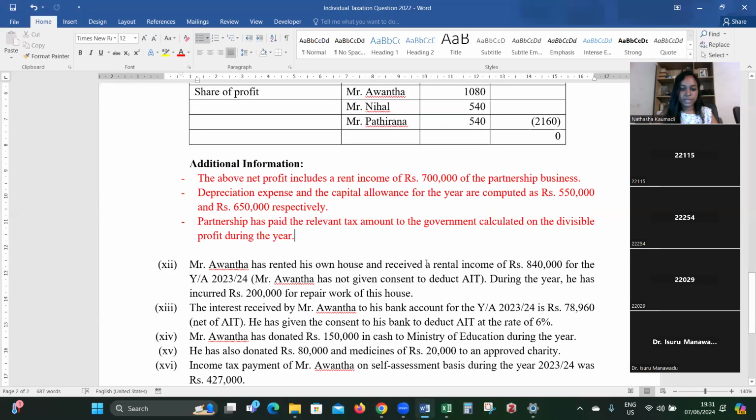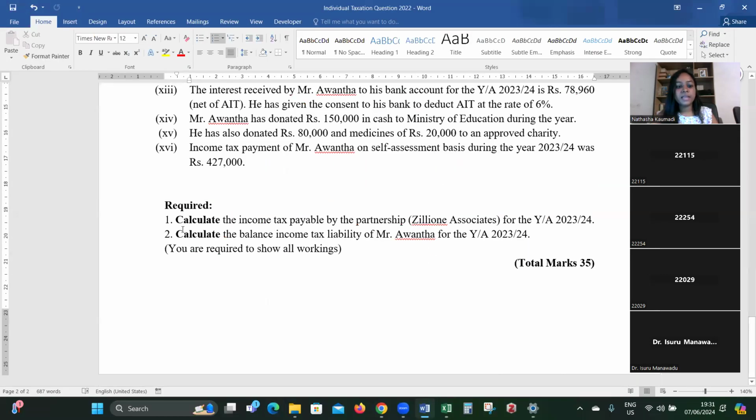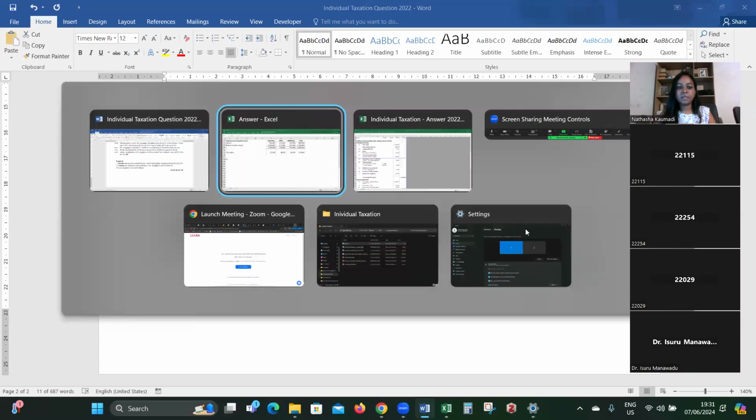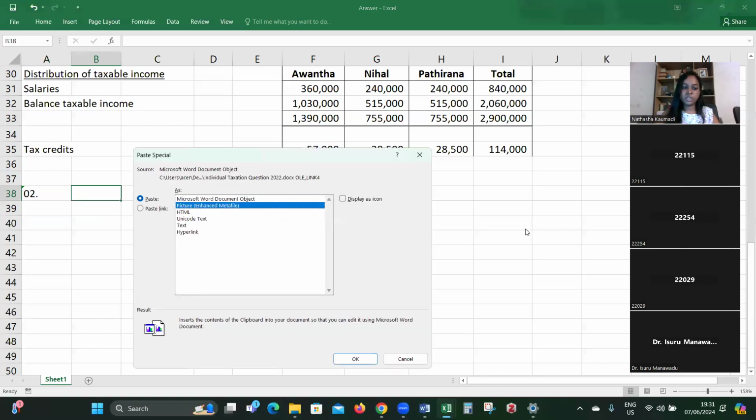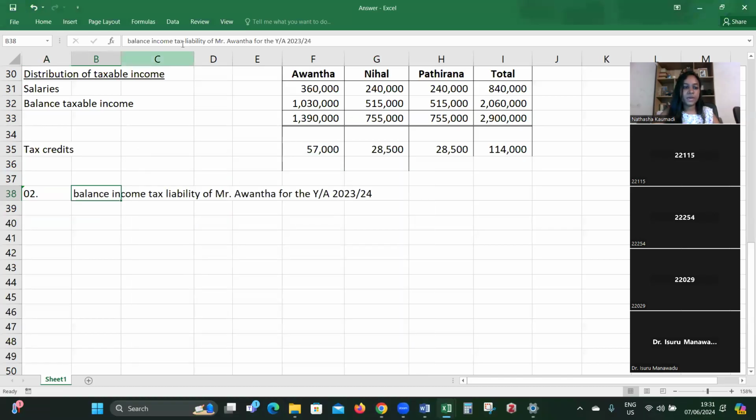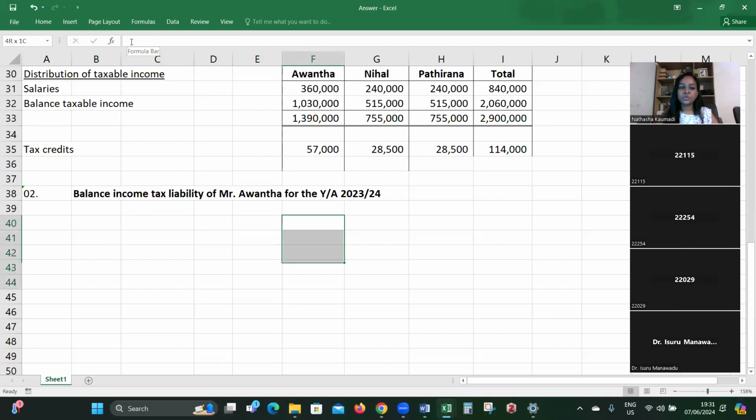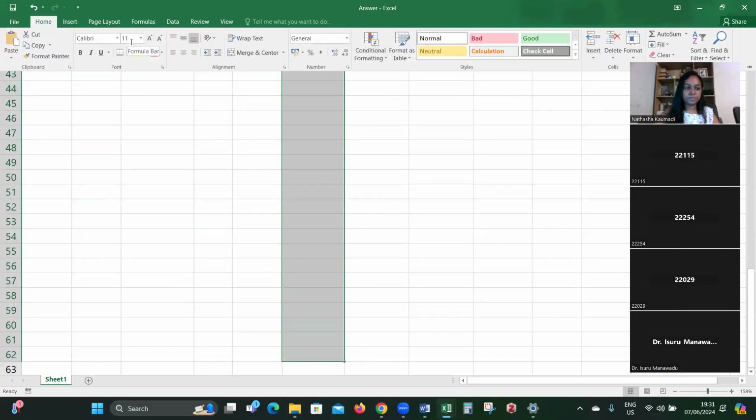If you go to the question again, the second requirement is to calculate the balance income tax liability of Mr. Avantha. So, individual taxation part. So I copied it. You can also write balance income tax liability of Mr. Avantha for the year of assessment 2023 to 24. Right. Here also the same. You can use two columns.